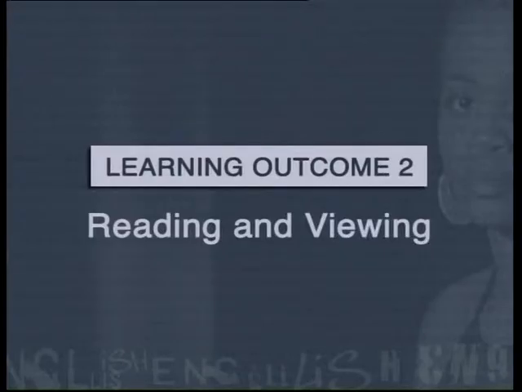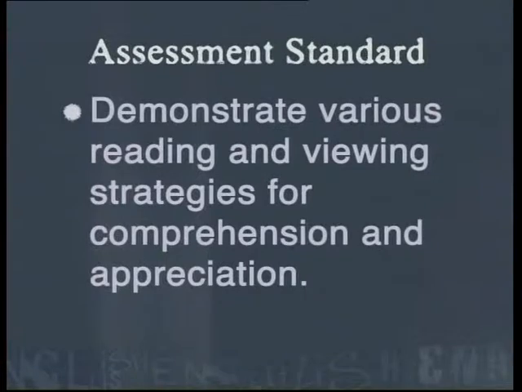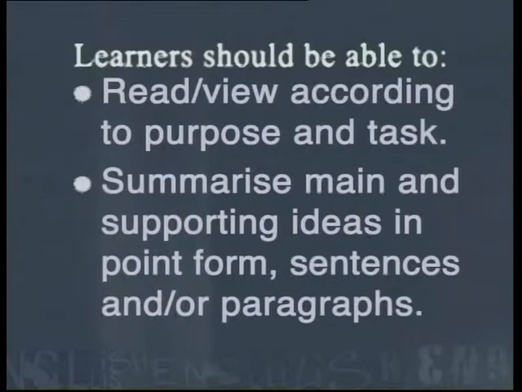The following lesson is linked to Learning Outcome 2, Reading and Viewing. It addresses the assessment standard that requires learners to demonstrate various reading and viewing strategies for comprehension and appreciation. Learners should be able to read or view according to purpose and task. They should also be able to summarize main and supporting ideas in point form, sentences, and/or paragraphs.